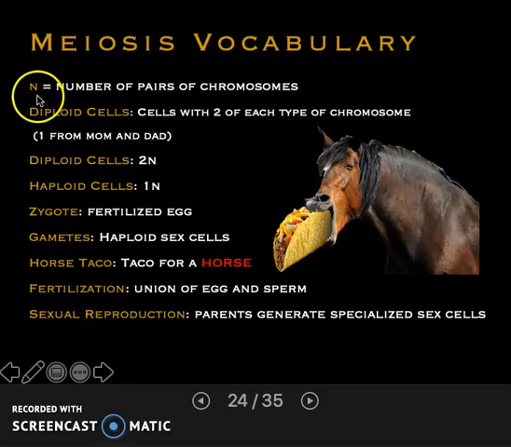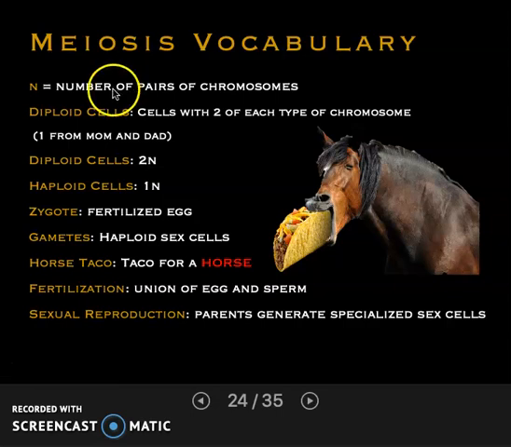So remember that little n represents the number of pairs of chromosomes for any organism. So remember that n for humans is 23. N for shrimp, 46. Diploid cells are 2N. Therefore, we have 46 chromosomes. Haploid cells are 1N. Remember that a zygote is a fertilized egg.